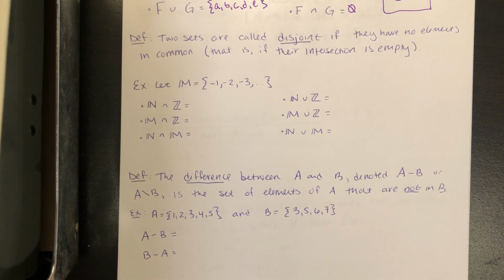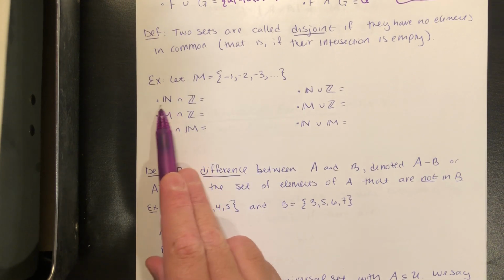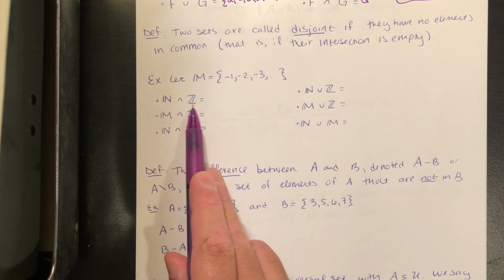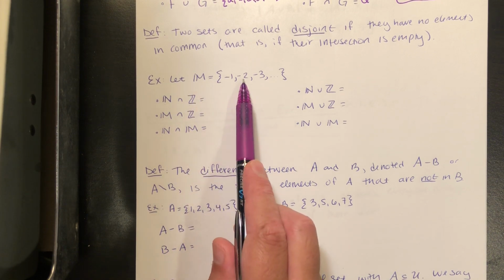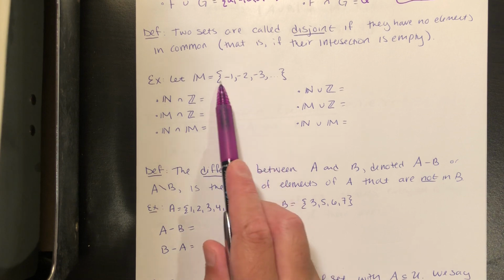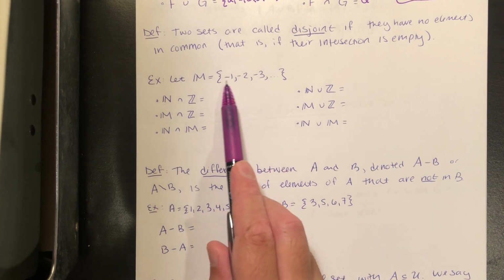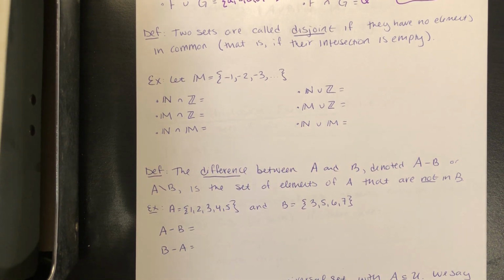So let's look at a few more examples to make sure we understand how these unions and intersections work when we're looking at infinite sets, right? Because so far we've only looked at finite sets, but we can extend this to the idea of infinite sets as well. So remember that this fancy N means natural numbers, the fancy Z means the integers, and we're going to define a set M, which is going to be -1, -2, -3. So it's negative integers only, right?